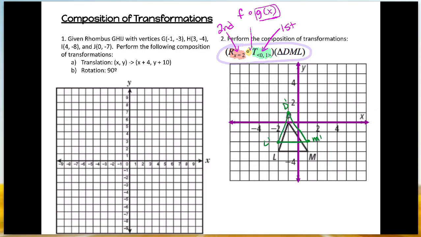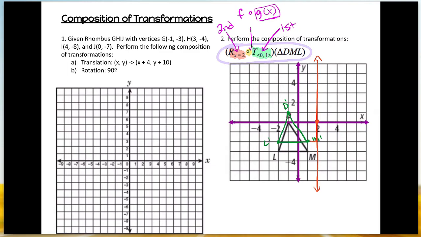Our second step is to apply the second transformation to the current image. So the one in green, we are going to apply the rule that I have highlighted there in orange, reflecting in the line x equals 2. The line x equals 2 is a vertical line at the x value of 2. We are going to count in a perpendicular direction to this line, so counting horizontally.